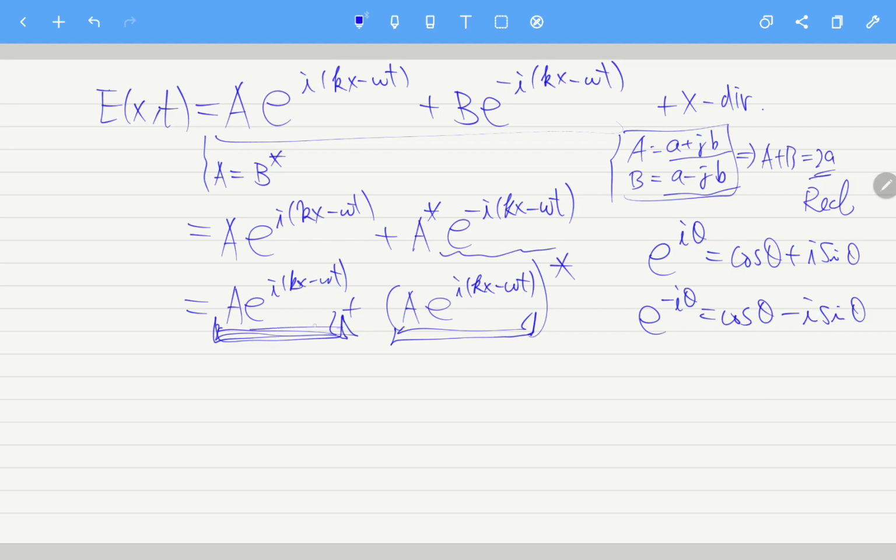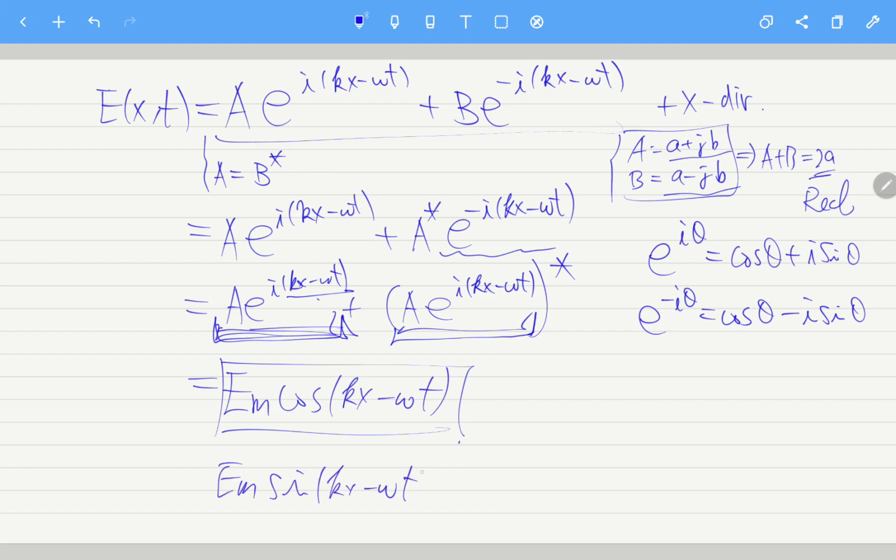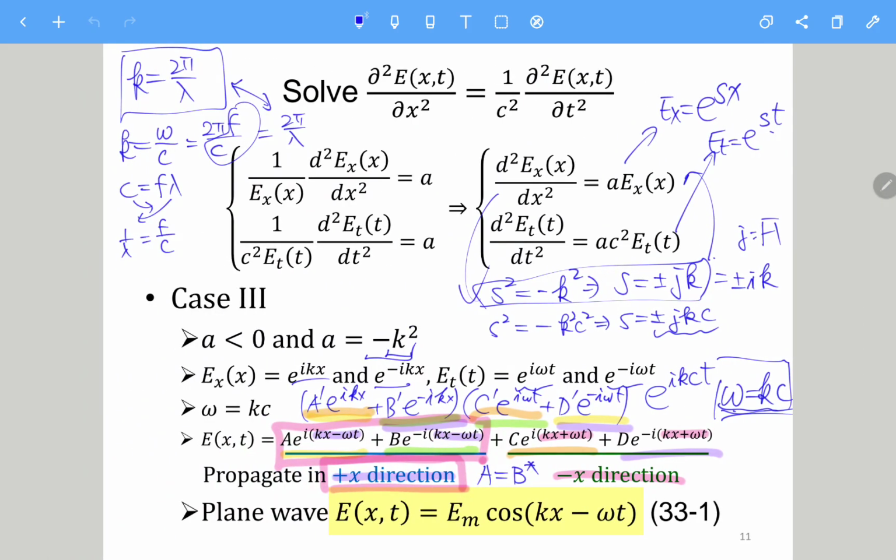For this one, the real part is cosine of this one plus i sine of this one. So finally it becomes E_m cosine of kx minus omega t. That's why the final solution is like this. Of course, in the textbook it is written as E_m times sine of kx minus omega t. There is only a phase difference, which is not so important. If you don't care about the phase, cosine or sine doesn't really matter. But based on solving the wave equation, we get the solution to be like this.